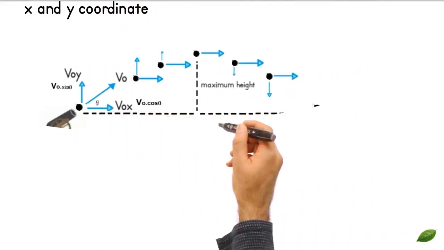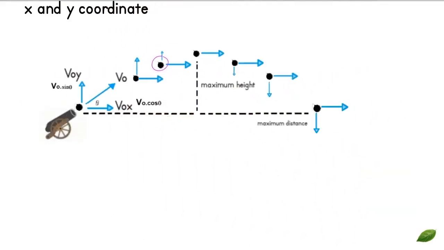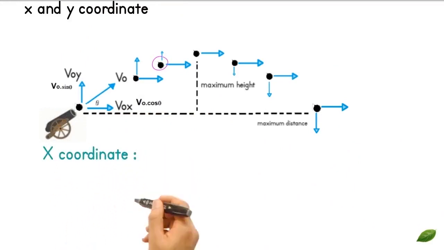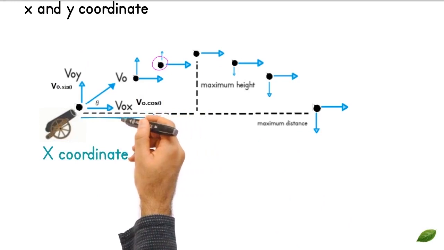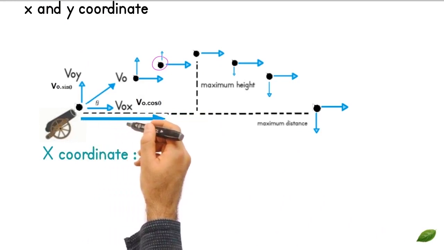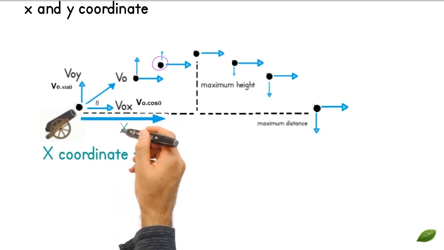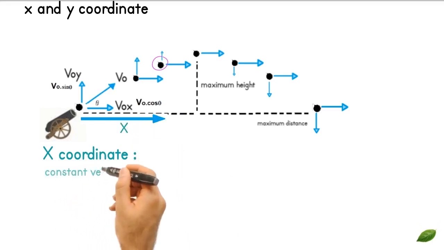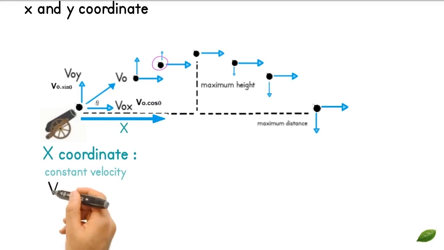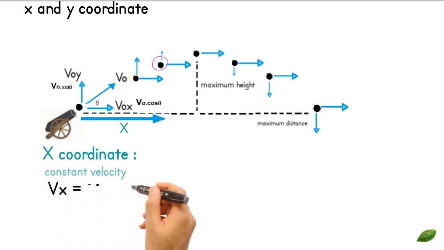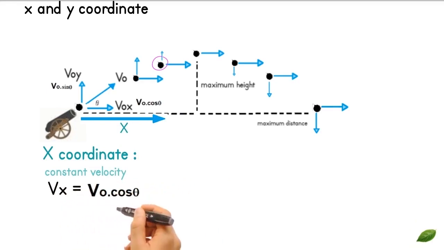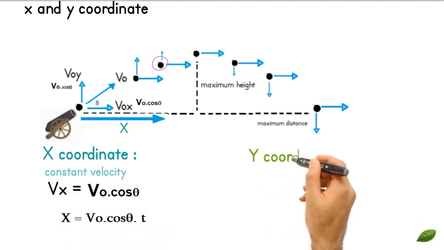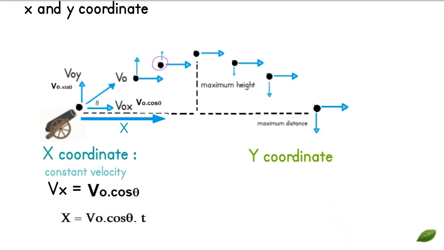X and y coordinates. As you can see, we have x and y coordinates in parabolic motion. The x coordinate movement is a constant velocity, so Vx always remains constant, v0 times cosine theta. So the function of x is v0 times cosine theta times time t. That's the x coordinate.